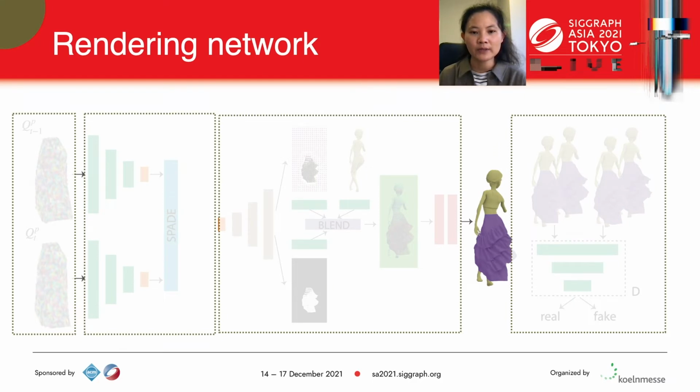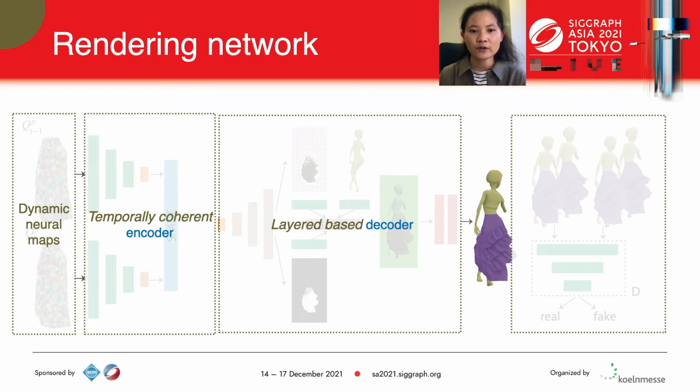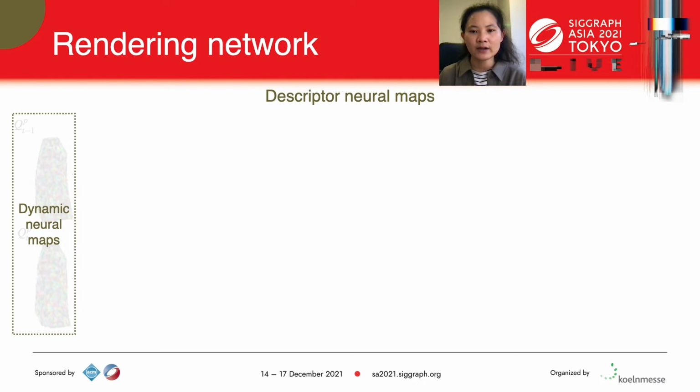Now let's go deep into our rendering network. Firstly, we define dynamic neural maps as the input of the rendering network. Second, we introduce a temporally coherent encoder with implicit consideration of the temporal and spatial coherence between consecutive frames. After the encoder, a new layer-based decoder is connected to decode the dynamic appearance of the target garment from the latent code and to harmonize it with the background rendering of an undressed 3D character. And last but not least, we introduce a temporal and spatial discriminator to train our rendering network adversarially. Now let's take a look at the detail of the architecture.